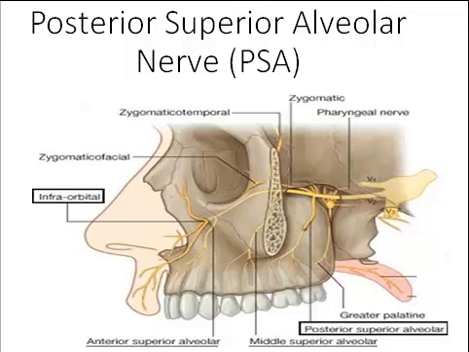So posterior superior alveolar nerve. Those are a lot of words. Posterior, okay, so it's behind. Superior, think of that. That means maxilla. Alveola means bone. And nerve. Usually known as PSA for the posterior superior alveolar. So the posterior superior alveolar, or the PSA nerve, here it is.